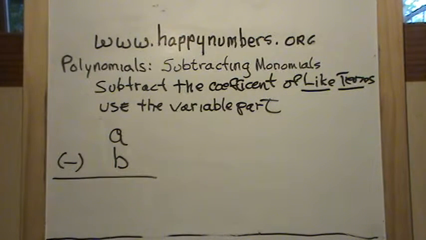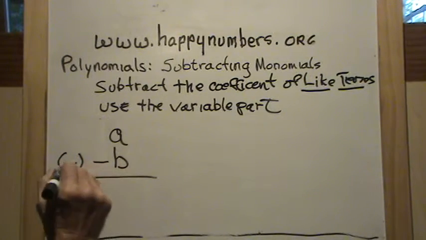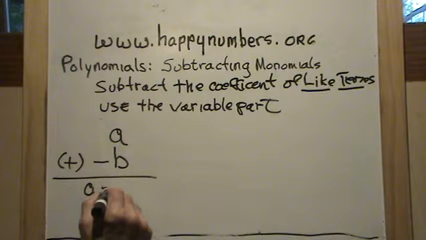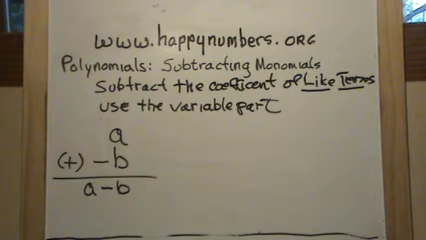Well, the only thing we can do is when you're subtracting signed numbers, you change the sign of the second number and you add. So now 1a minus 1b becomes a minus b. That's the only thing we can do.